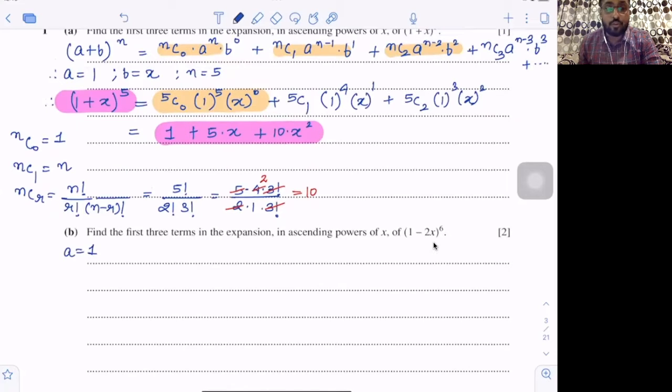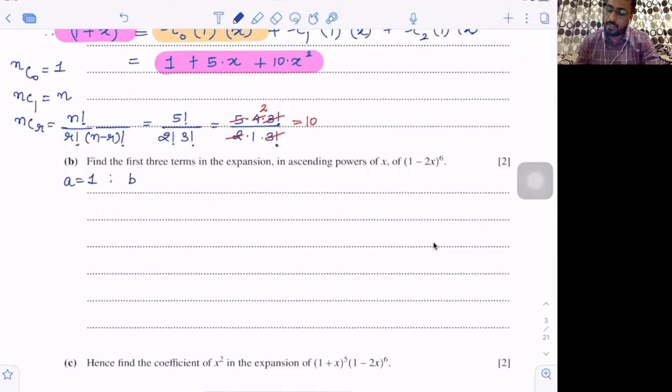Now be very careful, students. Can you tell me the value of b? So the value of b is going to be minus 2x, right? A plus b, so here it is 1 minus 2x. So the value of b is going to be minus 2x. And what about the value of n? So the value of n is going to be 6. I write here 6. So again, I need only first 3 terms, right? I need only first 3 terms.